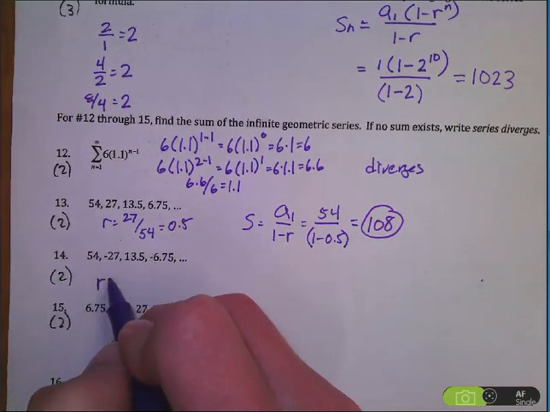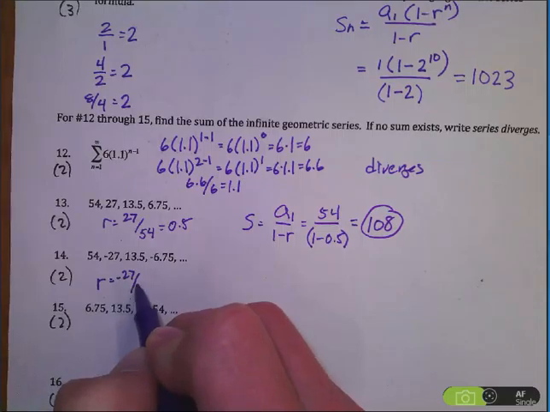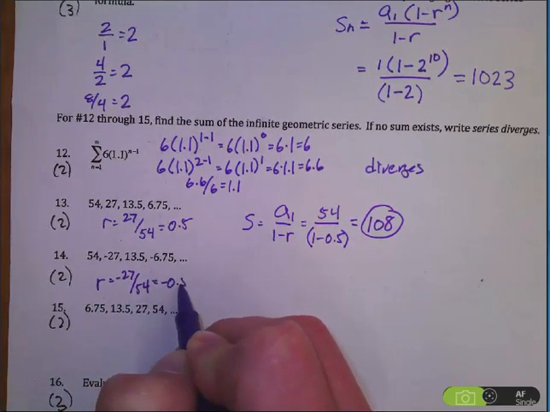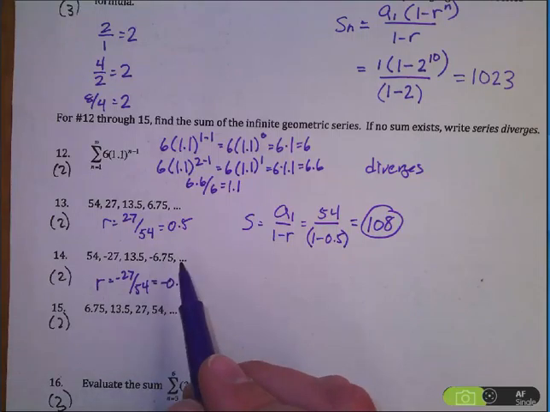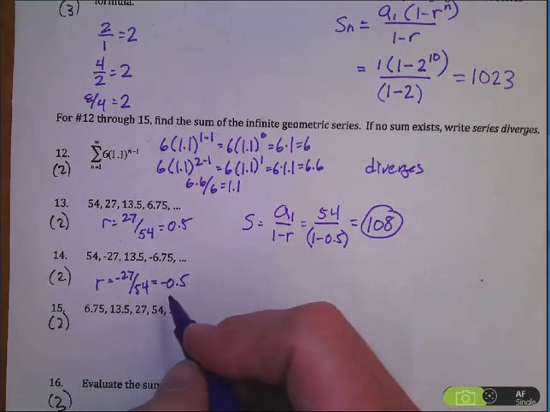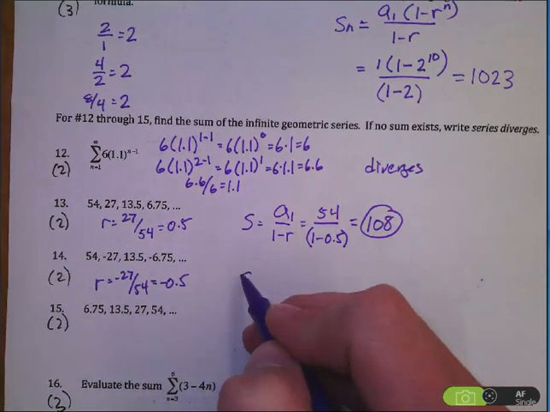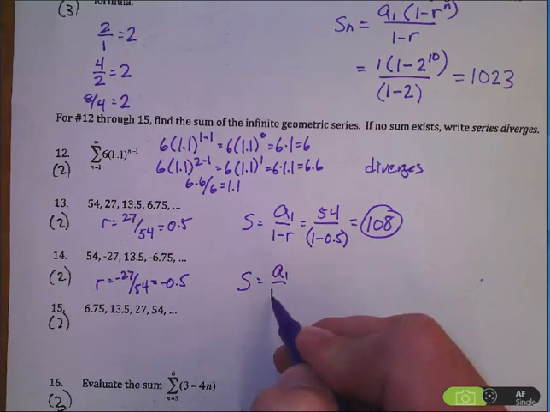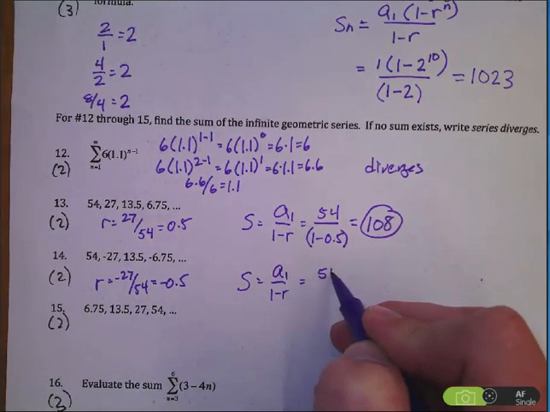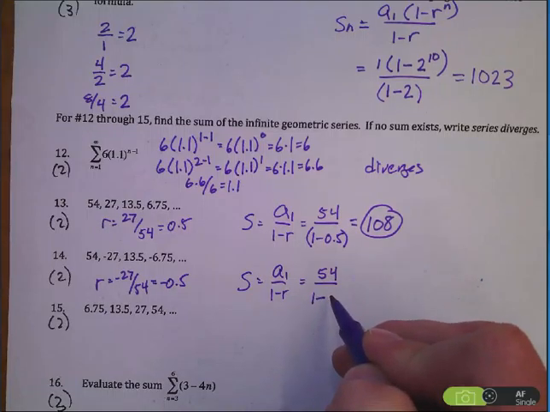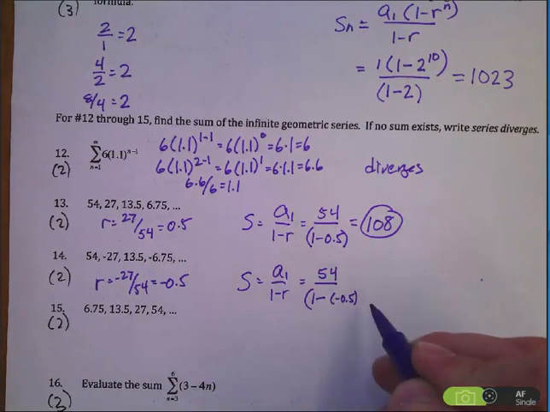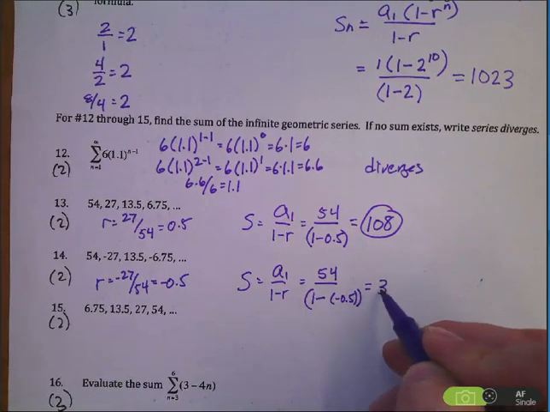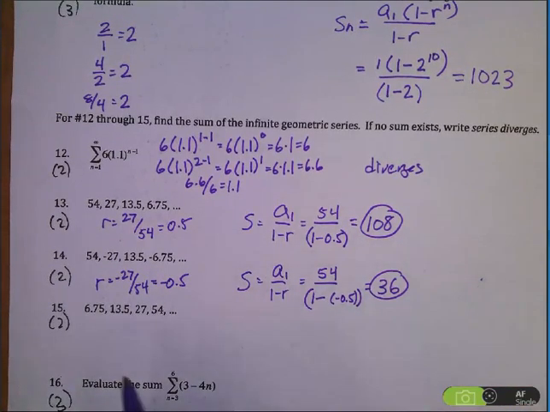On 14, r is equal to -27 over 54, which is -0.5. It's kind of the same group of numbers, except the signs alternate between positives and negatives. So your r value is -0.5. That's still between -1 and 1, so we can still use the same formula. A lot of the same numbers, except this time we do 1 minus -0.5. So you're going to have to put the -0.5 in parentheses as well as the whole denominator. When you crunch that out, you get 36.